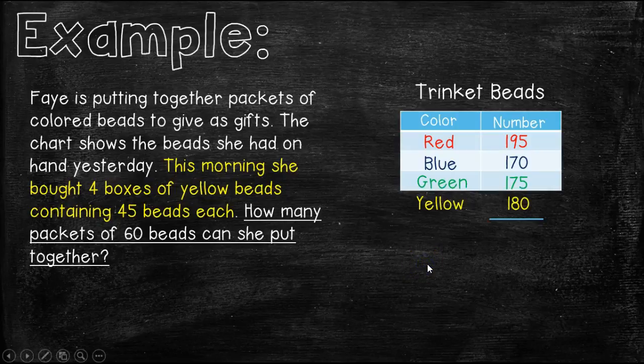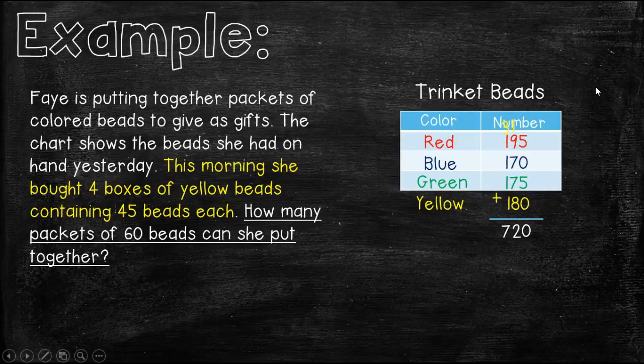Not necessarily. First, in order to solve the problem and tell them how many packets of 60 beads we can put together, we need to know the total number of beads. So we're going to add 195 plus 170 plus 175 plus 180 to find the total number of beads. So 5 plus 5 is 10. We're going to carry the 1. And then when we're adding that column, we're going to get 32, so we're going to carry the 3. 3 plus 1 is 4, plus 1 is 5, plus 1 is 6, plus 1 is 7. So now we know we have 720 total beads.